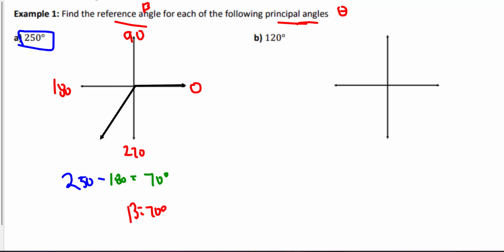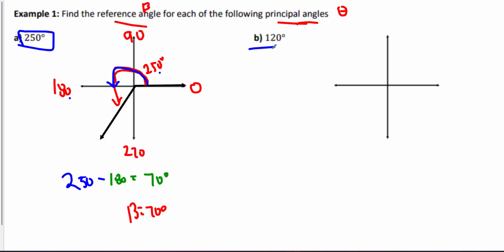Hopefully you guys can see that. Remember, the whole thing here is 250 degrees. From here to here is 180. So if I subtract 250 and 180, what's left over is this leftover red part, and that is your beta. So you just have to subtract 180 from your principal angle, and you get your related acute angle. But remember, your related acute angle depends on the quadrant it's in.